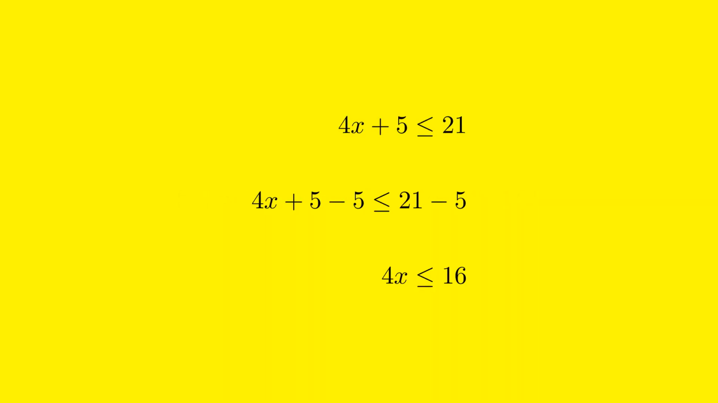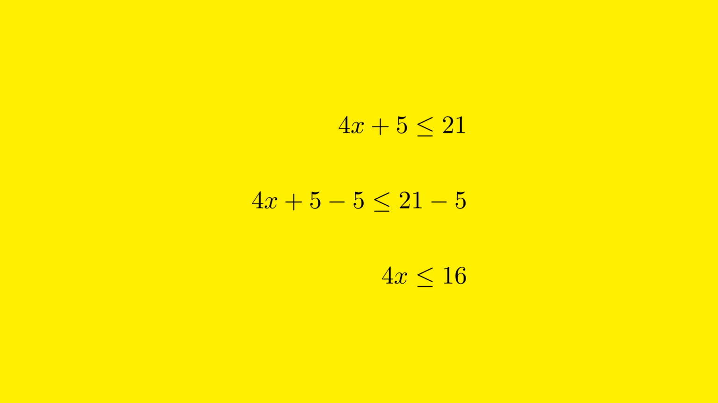To begin solving the inequality 4x plus 5 less than or equal to 21, the first step is to isolate the variable term on one side of the inequality. Here, we need to get rid of the plus 5 on the left side. To do this, we subtract 5 from both sides of the inequality. This step is essential to maintain the balance of the inequality, similar to how we balance an equation. So we subtract 5 from both sides.